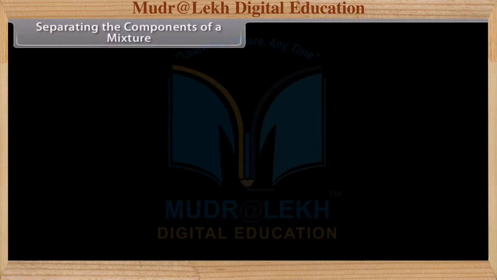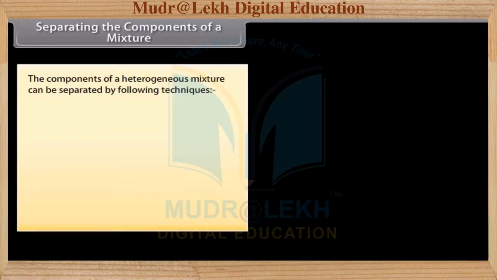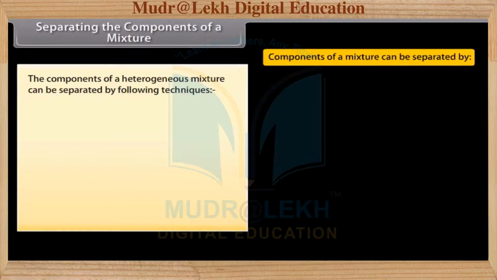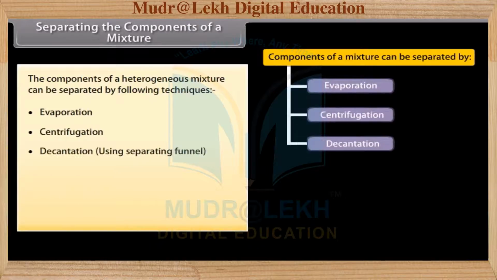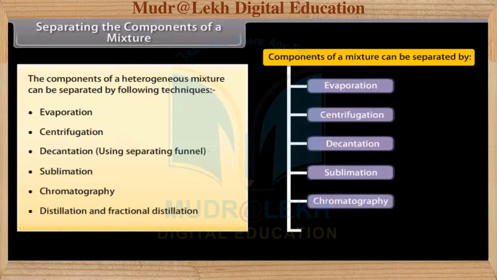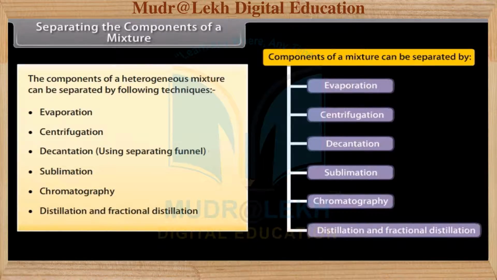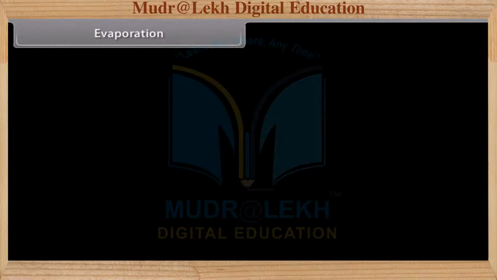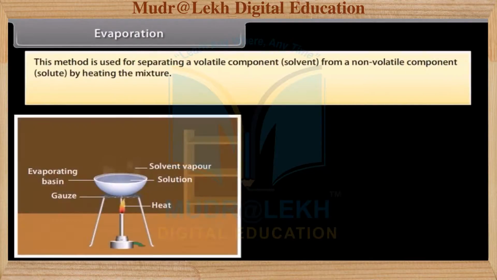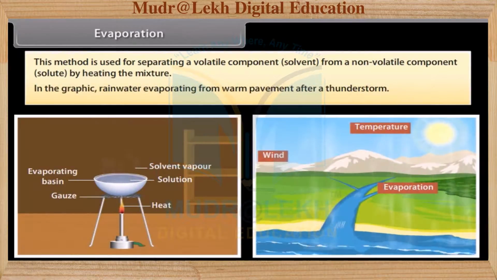Separating the components of a mixture. The components of a heterogeneous mixture can be separated by the following techniques: evaporation, centrifugation, decantation, sublimation, chromatography, distillation and fractional distillation. Evaporation. This method is used for separating a volatile component solvent from a non-volatile component solute by heating the mixture. In the graphic, rainwater is evaporating from warm pavement after a thunderstorm.